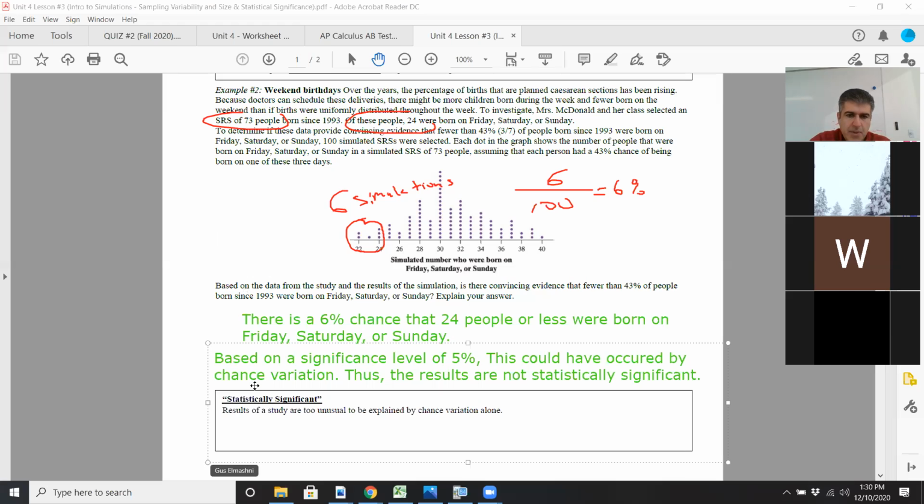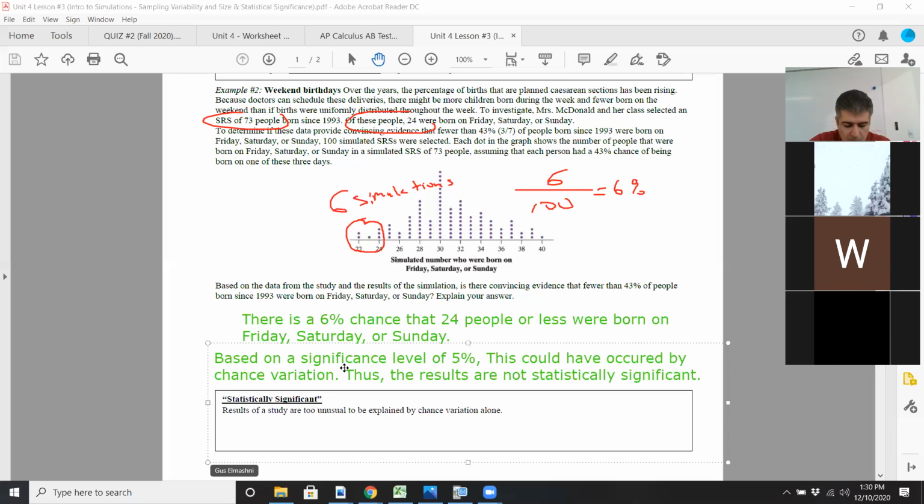But if we look at this box down below, results of study are too unusual to be explained by chance variation alone. That's when you have statistical significance. So it's not by chance that something happened, but it's actually kind of meaningful. Like for example, COVID-19 vaccines are coming out soon, and they say the percentage of how effective they are. You want to see whether there were other things that could have resulted in why something happened the way it did.